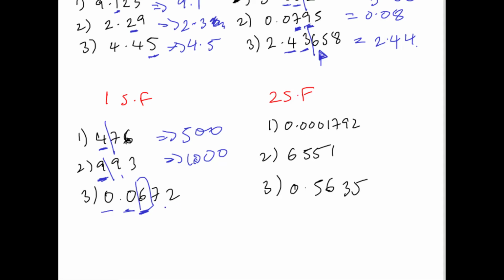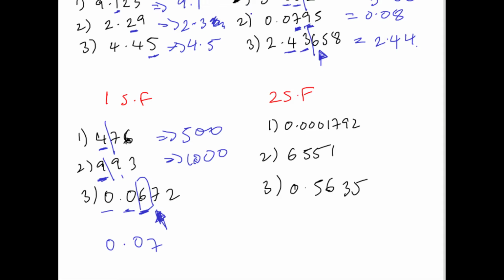And finally this one here, the first significant number is 6 here. That's the first non-zero term. So you got 0.0. Now next to it is 7, which is higher than 5. So if you were to round it up, it becomes 0.07 here.